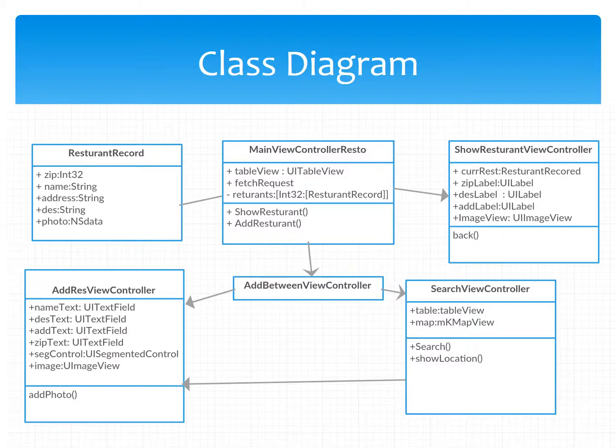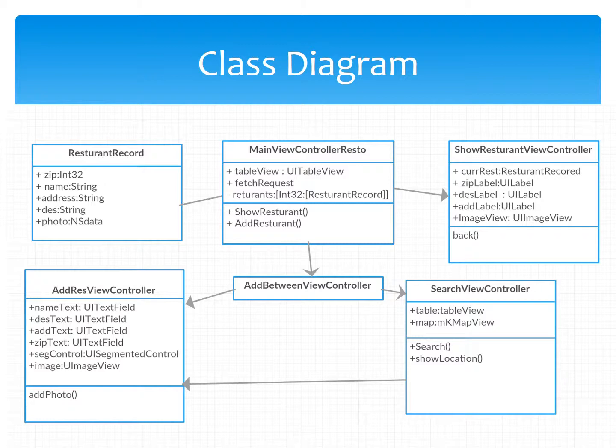From that main view controller, we can go to show restaurant or add restaurants. So show restaurant, when you click on the restaurant in a table view, it shows you the restaurant, which simply has all the data. So it has all the labels for the zip code, description, address, and everything, the image, and also holds the current restaurants that it gets from the main view controller.